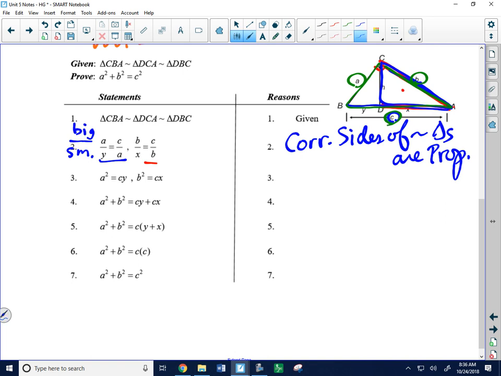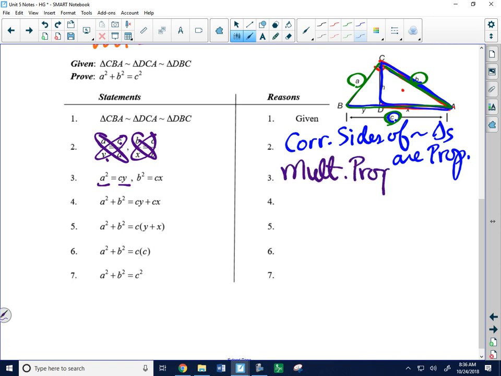So let's see, what do they do next? What you probably would naturally do with this is cross multiply. A times a is a squared, c times y is cy. Same thing over here: b squared and c times x. If you want to say cross multiplication, that's fine as well. You could say cross products, cross multiply, or simply multiplication twice. I don't care, cross multiply or just multiply.